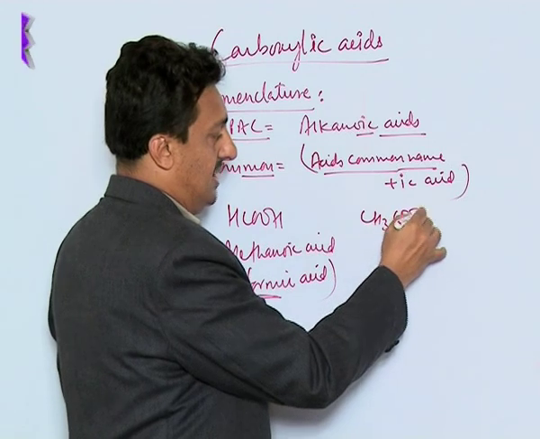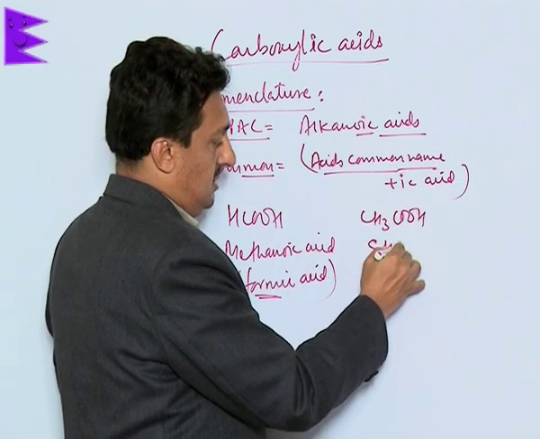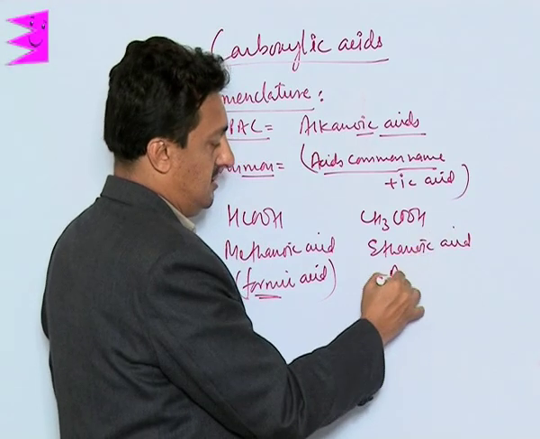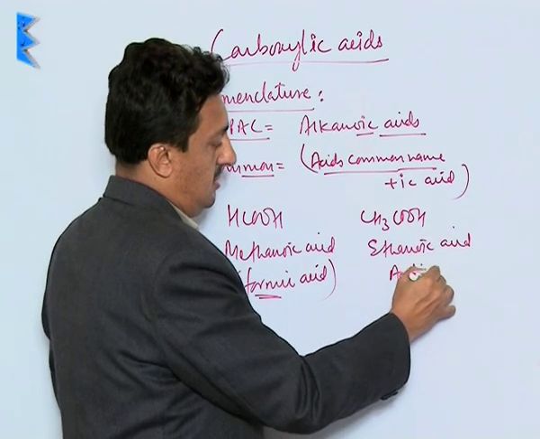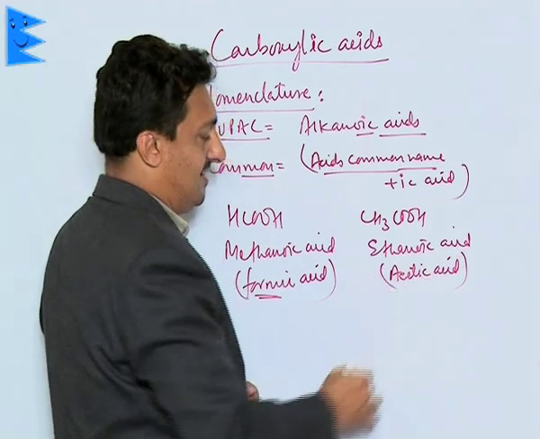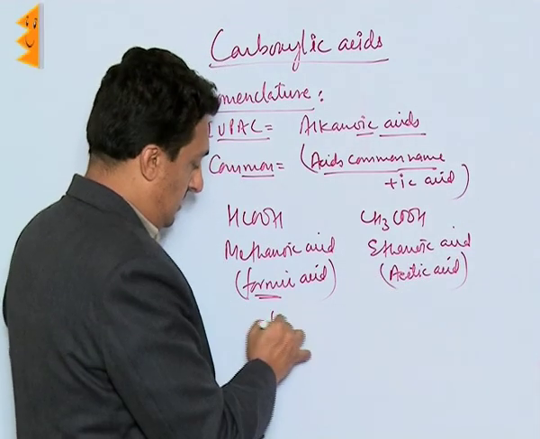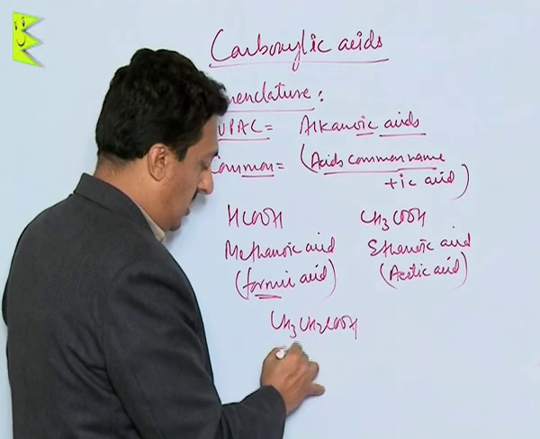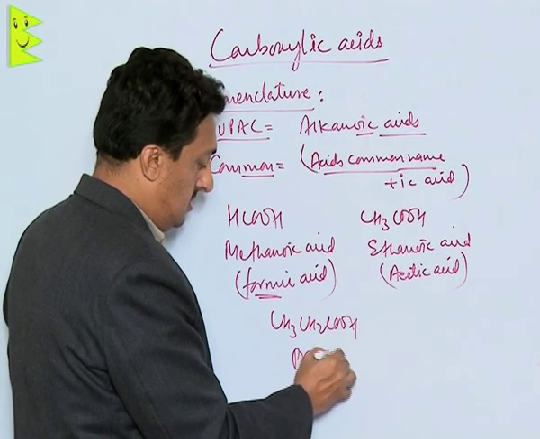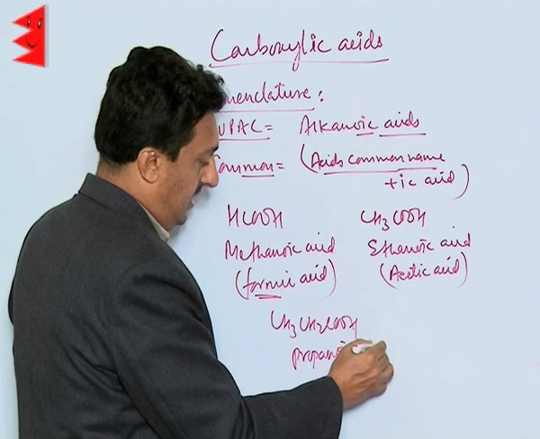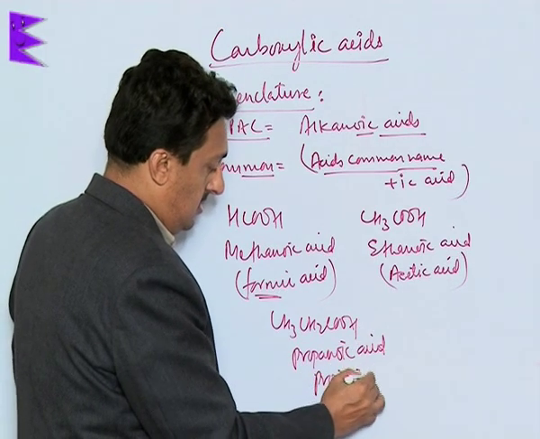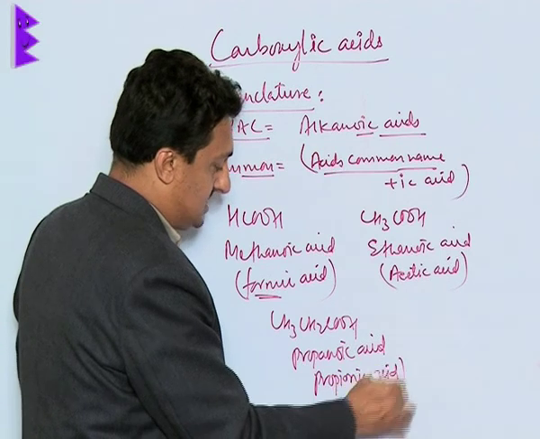The 2-carbon acid is called ethanoic acid or acetic acid. The 3-carbon acid is called propanoic acid or propionic acid.